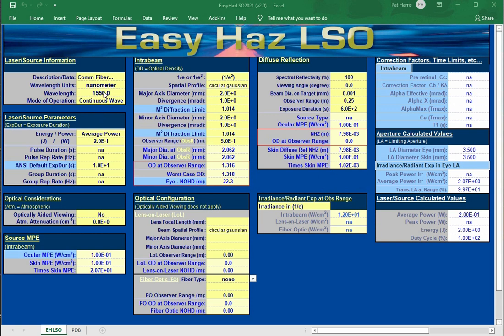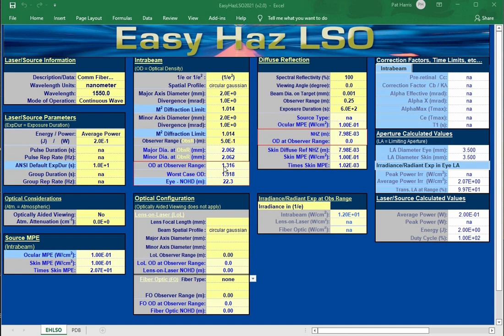Okay, so we have 1550 continuous wave, 200 milliwatts. We're using the ANSI default exposure duration for this wavelength. We have a beam diameter at the waist of 2 millimeters, a beam divergence of 1 milliradian, 1 over e squared, circular Gaussian. And so what we're saying here is that this fiber laser has been collimated to 2 millimeters.